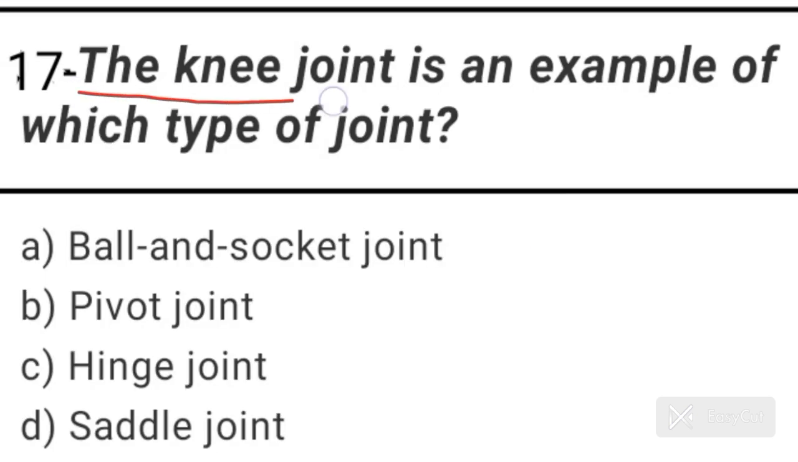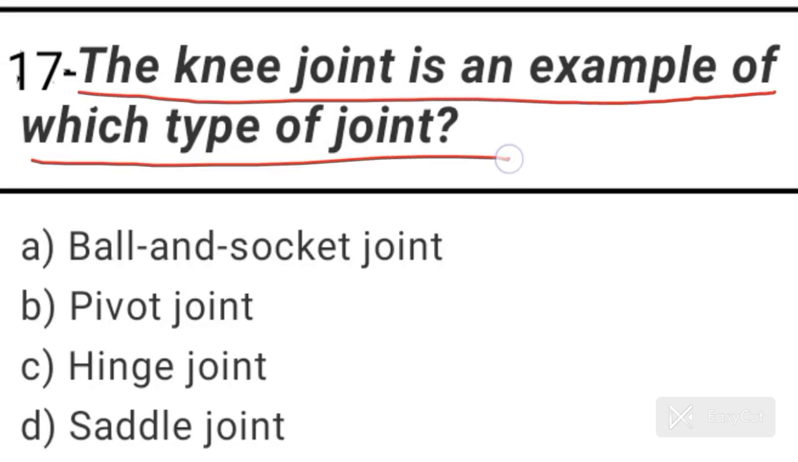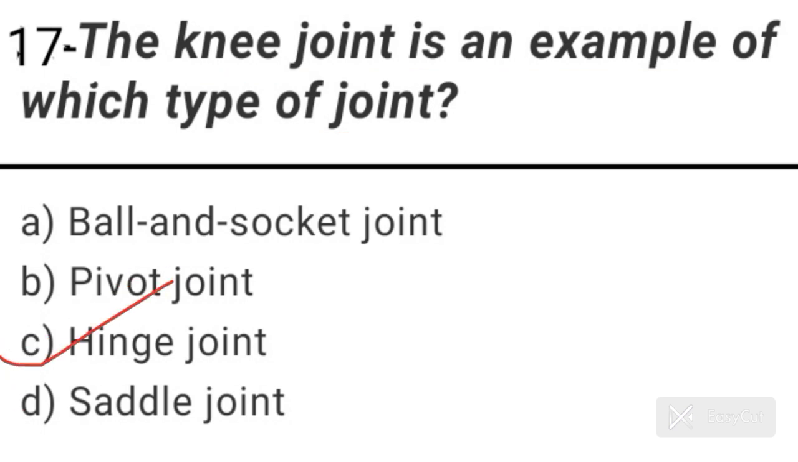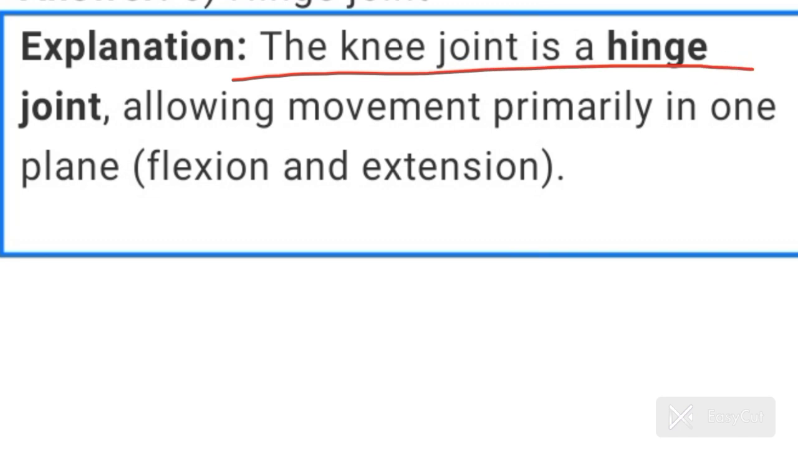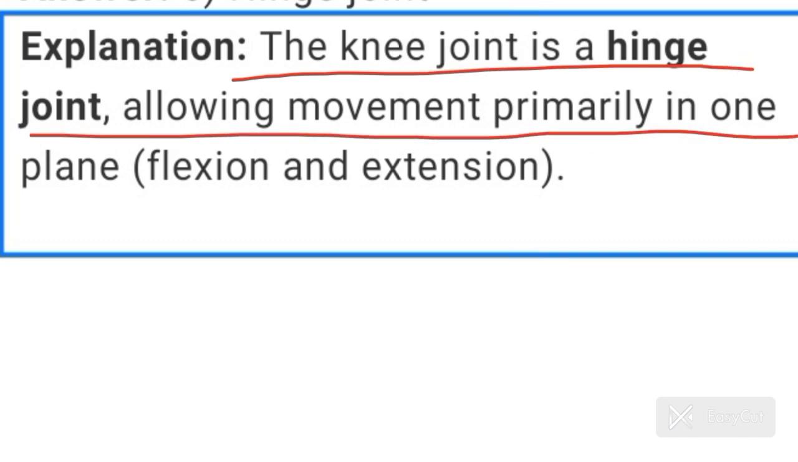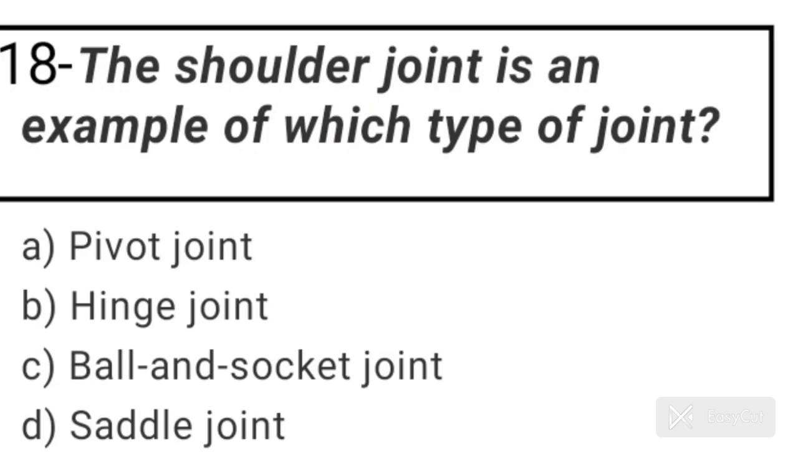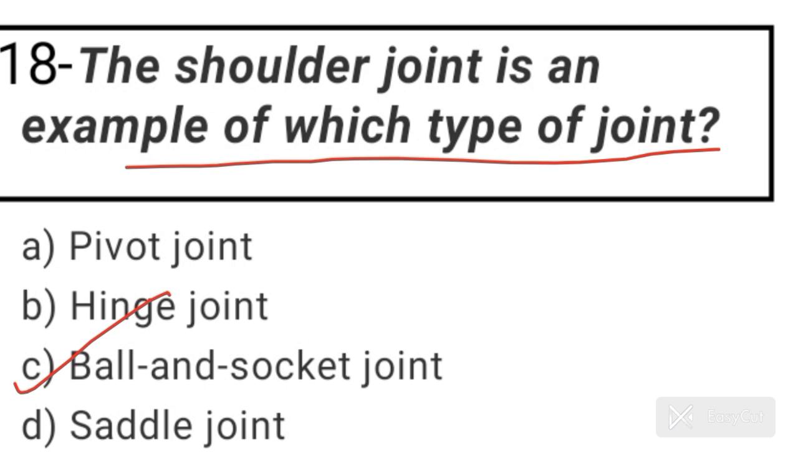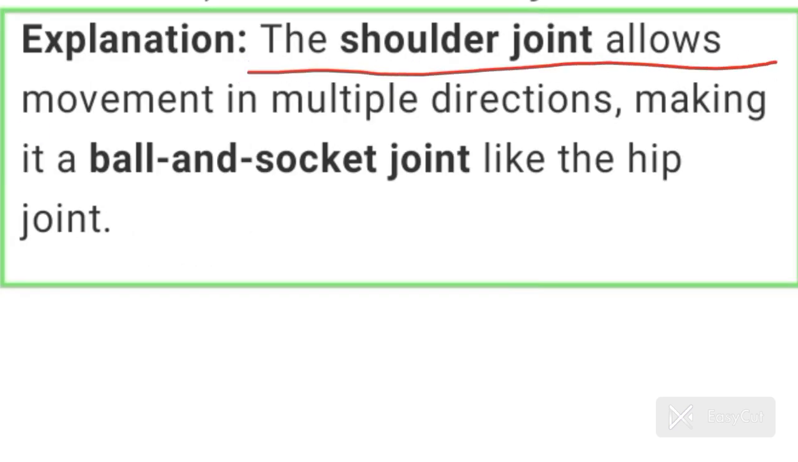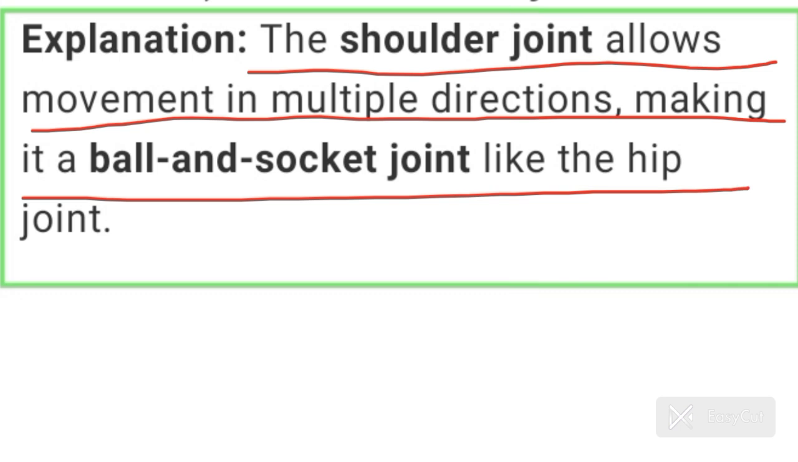Question number 17. The knee joint is an example of which type of joint? Knee joint is hinge joint. Option C is correct for question number 17. The knee joint is a hinge joint allowing movement primarily in one plane, flexion and extension. Question number 18. The shoulder joint is an example of which type of joint? Option C is correct for question number 18. Ball and socket joint. It is present between humerus and pectoral girdle. The shoulder joint allows movement in multiple directions, making it a ball and socket joint like a hip joint.